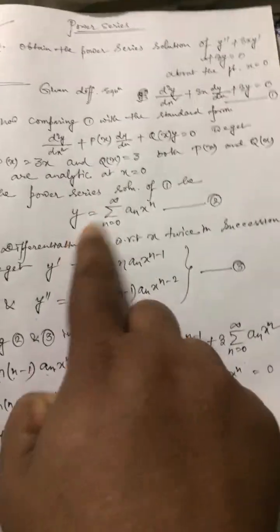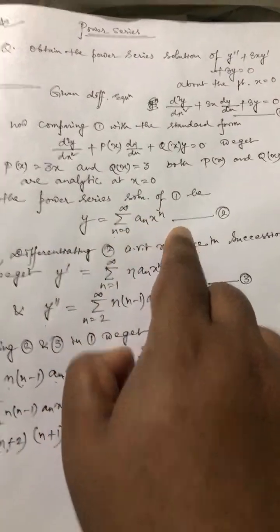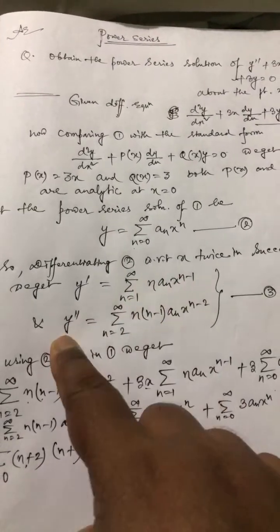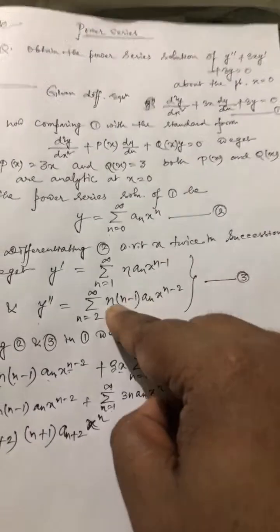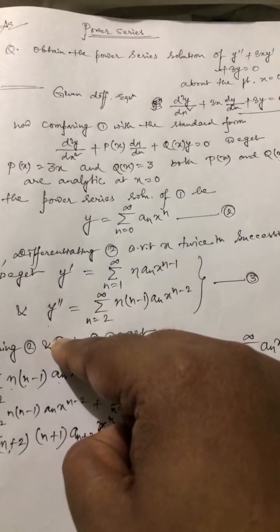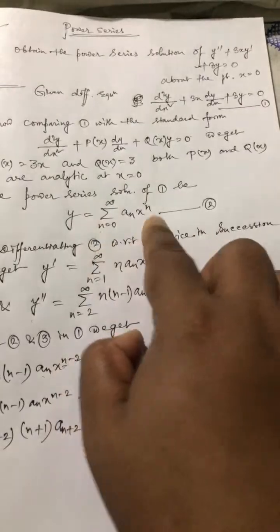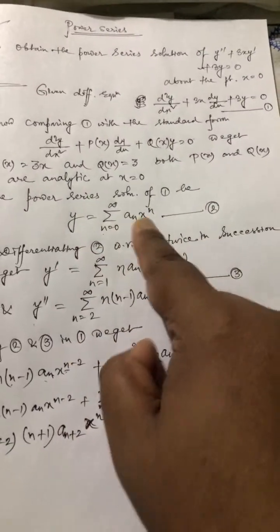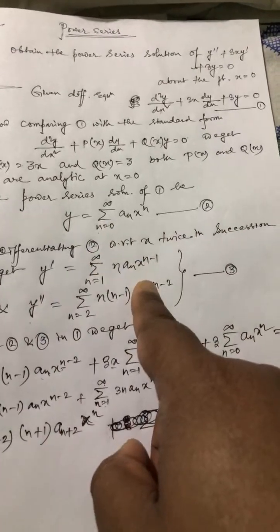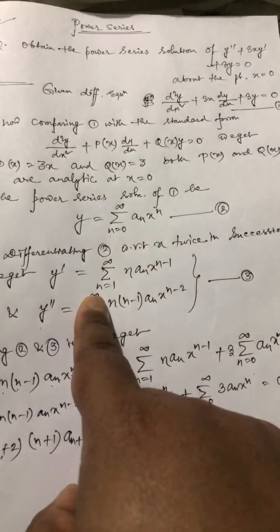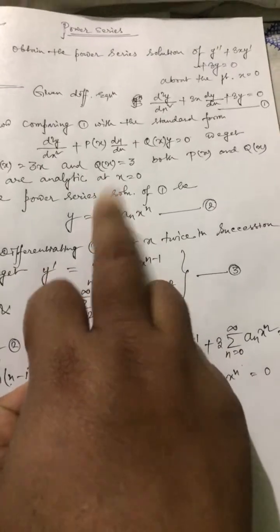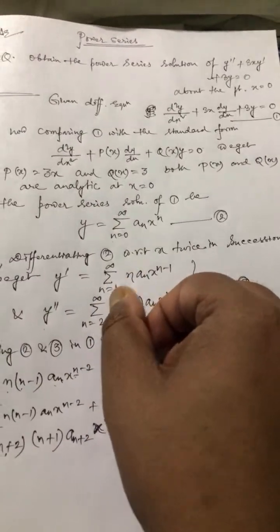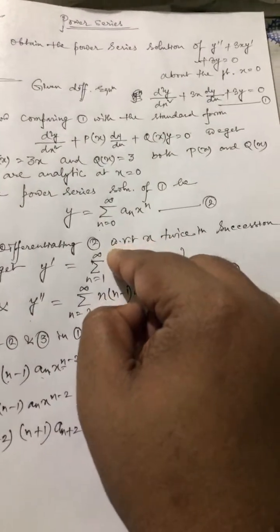First I will take y equals summation a n x to the power n, y dash will be summation n a n x to the power n minus 1, and y double dash will be like this. From where have we obtained these two expressions, y dash and y double dash? Simply because we are differentiating equation 2. After taking the first order derivative, we get y dash. Also there is another important thing: the summation was n equals 0 to infinity, but here the scenario is changed. It should be n equals 1 to infinity.